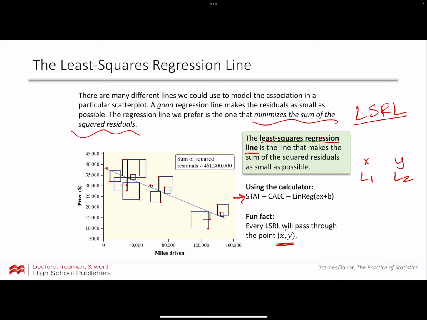If I find just the number of miles driven and take the mean of all of those miles, and then I look at all the prices, again ignoring the miles driven, just the prices, and I calculate the mean of all the prices, and I put those two values together, the mean of all the miles and the mean of all the prices, that x bar, y bar value is going to be somewhere on this line. Exactly, it will be a point exactly on that LSRL line. I don't know exactly where, but somewhere.